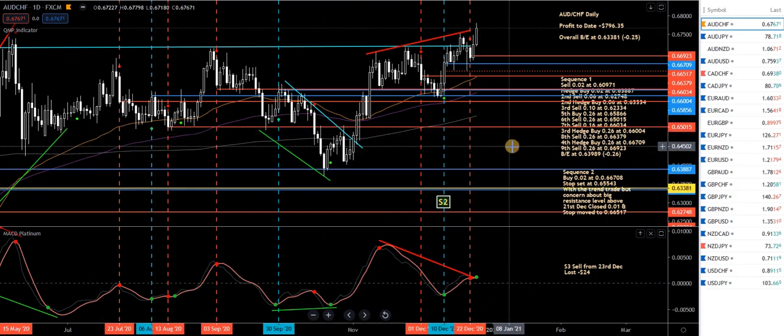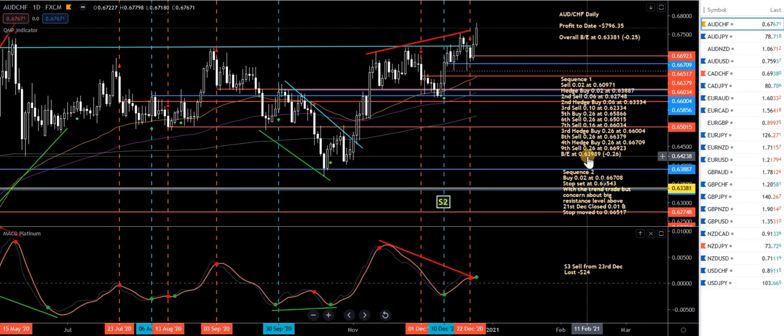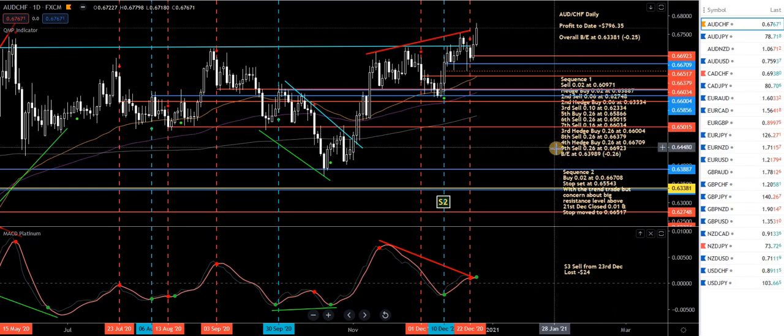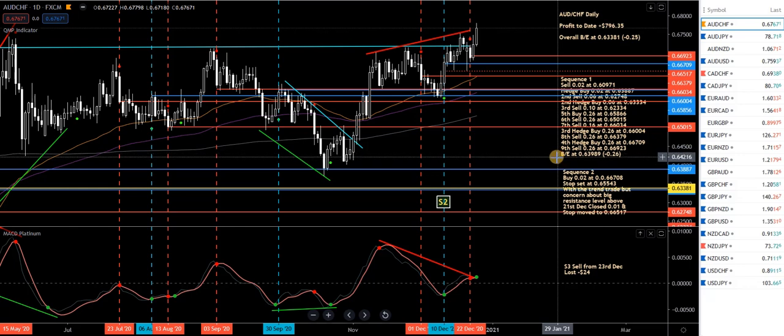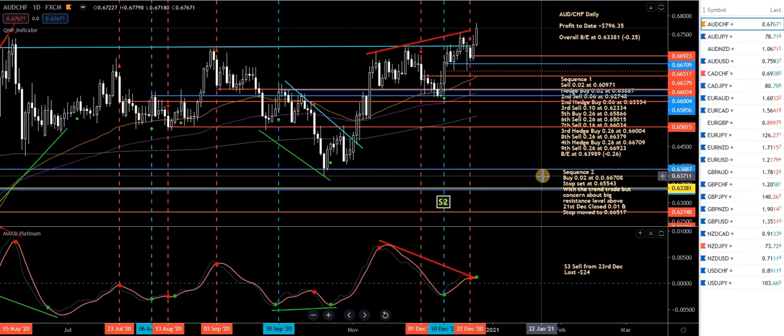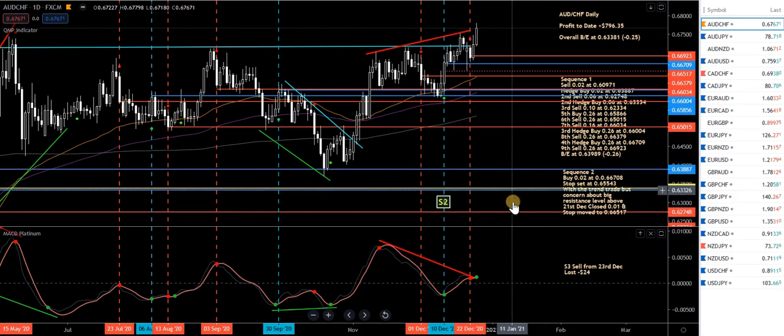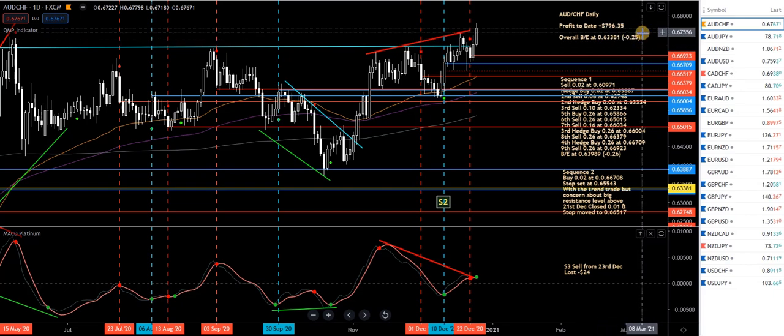So sequence 1's an old long-going sequence. It's got a break even at 0.63989. You can read the notes here, all the different trades, what levels I entered. So the break even for that's down at 0.63989, which is round about here somewhere. I should probably draw a yellow line on there. It's around about there for sequence 1. The overall break-even is the solid yellow line. So you can see the overall break-even up here. That's it at 0.63381. That's what I'm total trades, a negative 0.25 short.